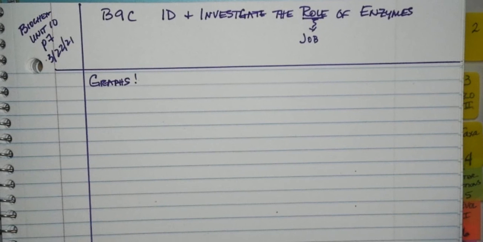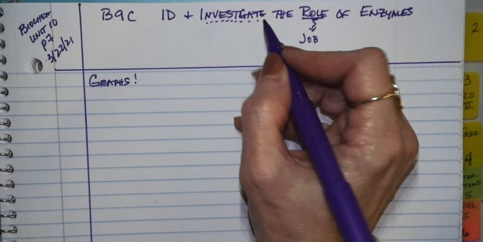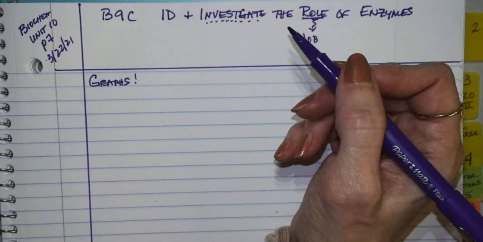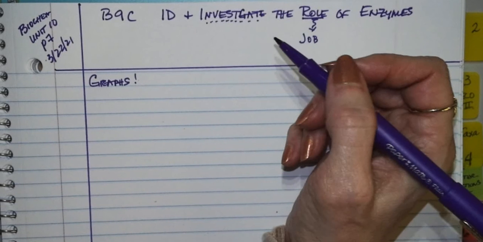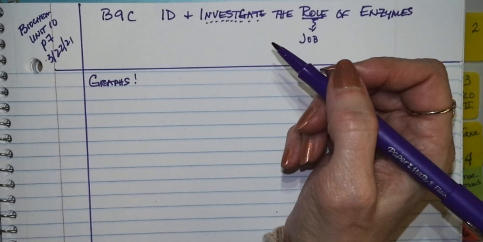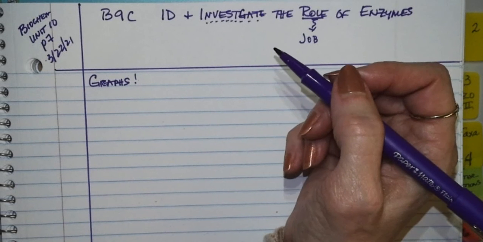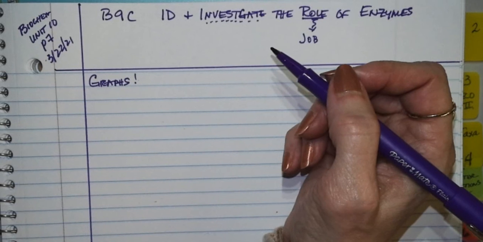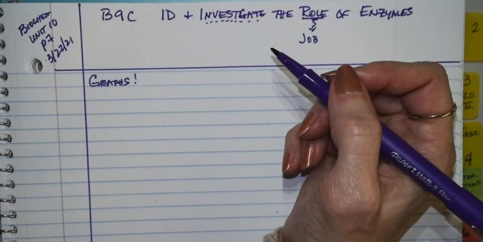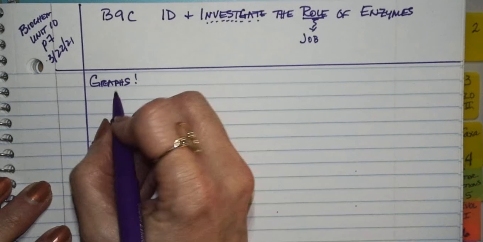So investigate means that's what our lab is on Wednesday. On Wednesday, we're going to use pectinase. If it has ASE on the end of it, it's an enzyme, so pectinase. And pectinase is what's used to make apple juice. So we're going to try and make apple juice without and with the enzyme. We're going to see how much we can make and see what happens faster.